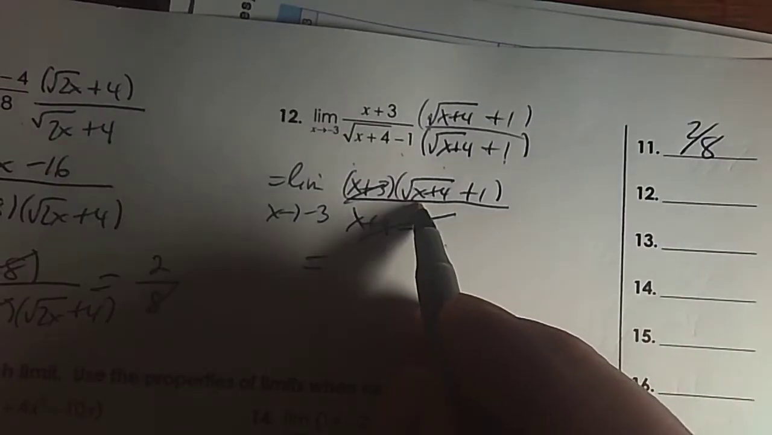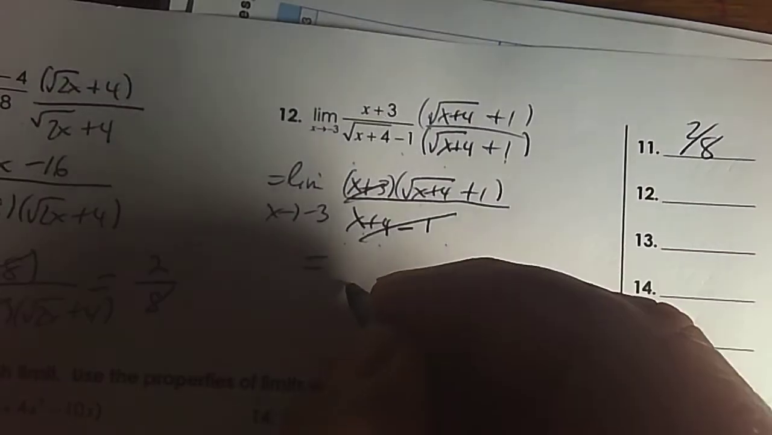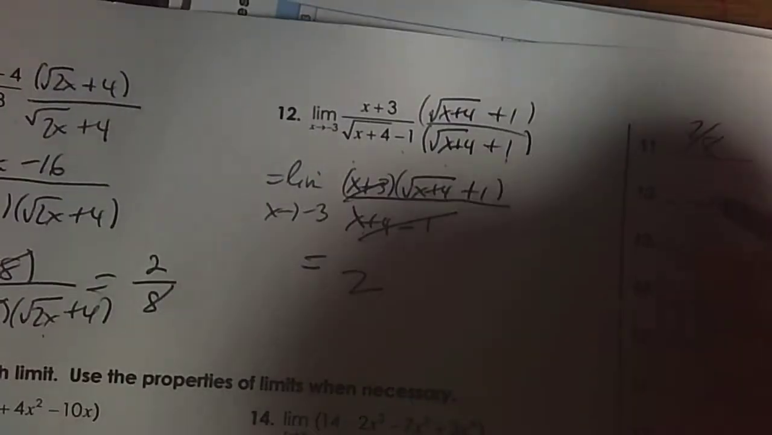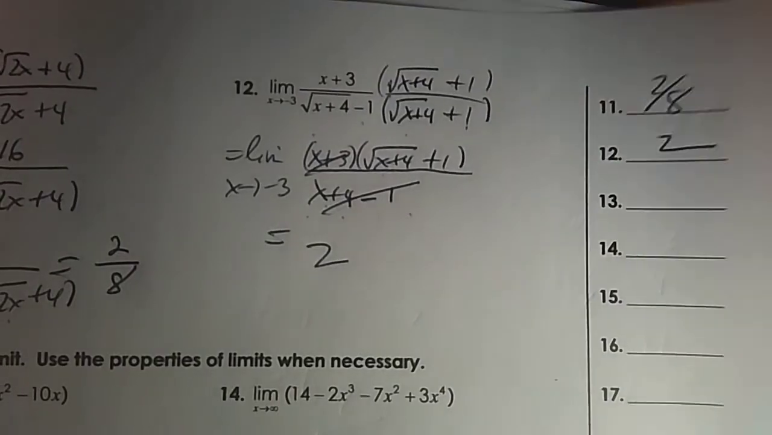So plug in -3. -3 plus 4 is 1. So the square root of 1 plus 1. So the limit here, it's approaching 2 for the answer. Number 13.